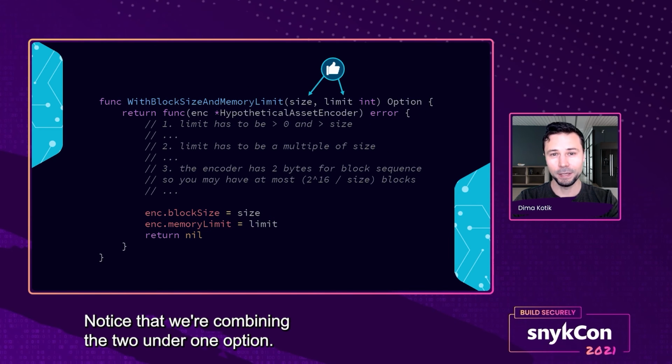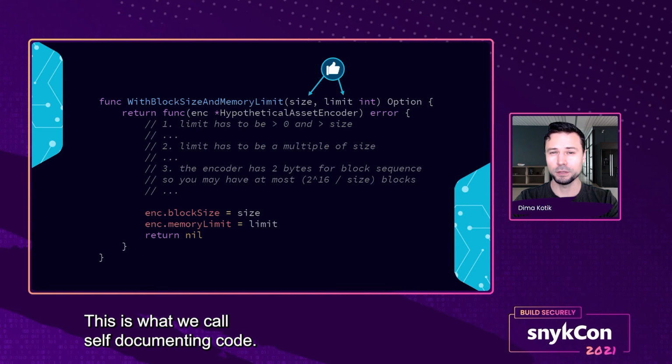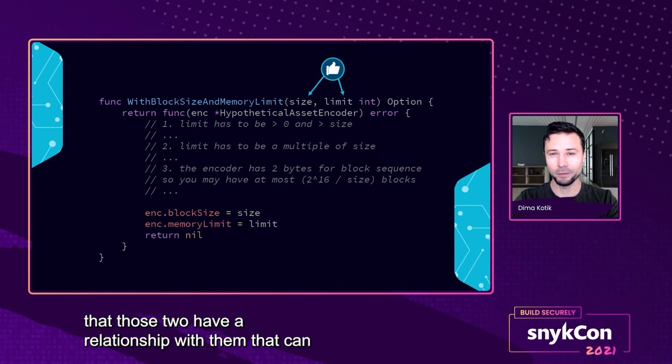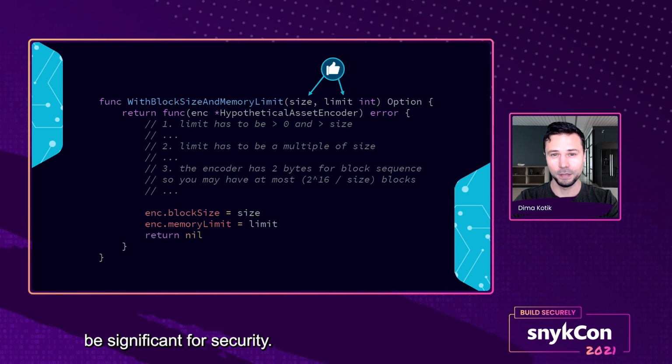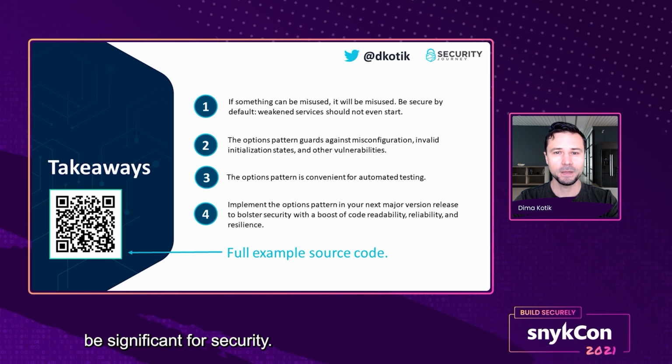Notice that we're combining the two under one option. This is what we call self-documenting code. The consumer of our API will know that those two have a relationship that can be significant for security. To sum up, there are four key takeaways.